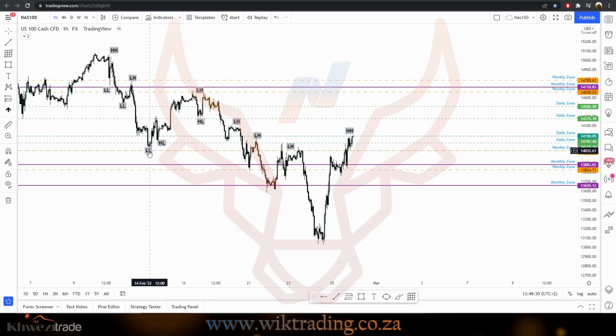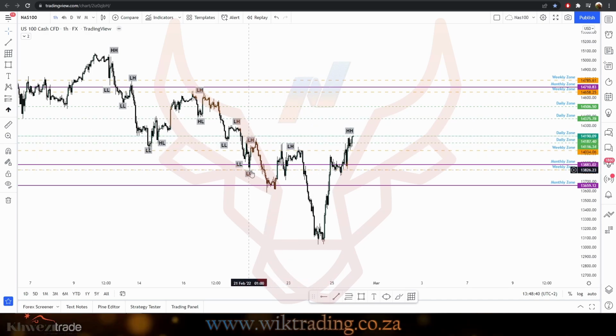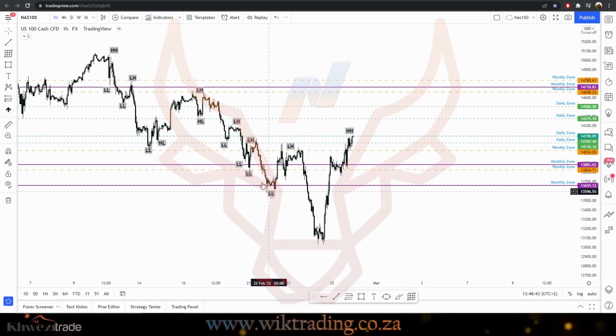Then we've got another lower low that's formed here, another lower low that's formed here, another lower low that's formed here, with this area showing an equal high there again, same as that area, and then another lower low there, and then we've got a higher low that formed there.